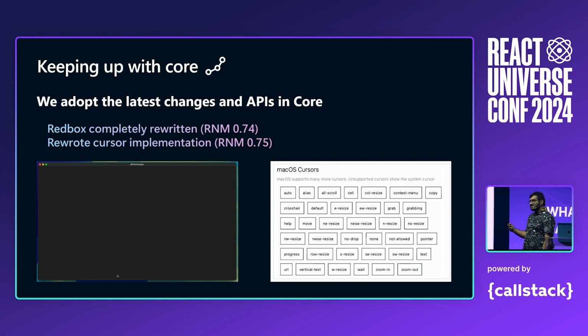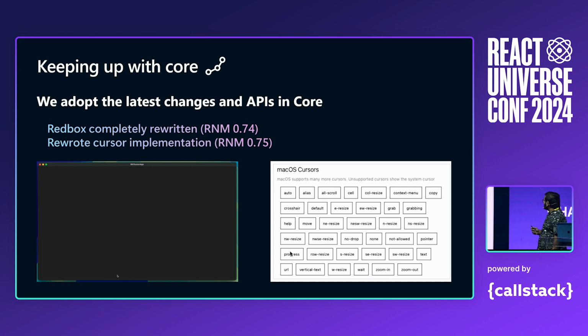And in React Native 75, we also took time to align our cursor prop that we've had in React Native macOS to more closely match the web CSS names so that you can use more cross-platform code. And this is kind of going along the lines of having more cross-platform React on more platforms.